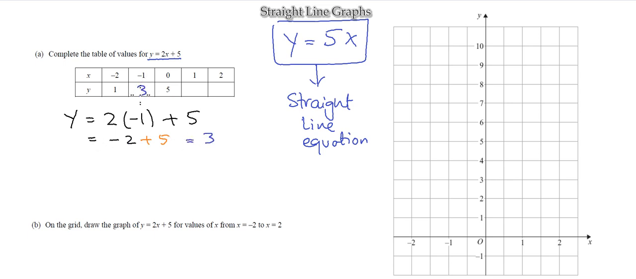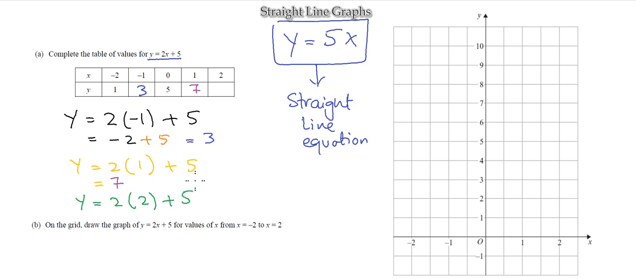That's a positive 3. And likewise I have 1, so y equals 2 times 1 plus 5. So 2 times 1 is 2, plus 5 will give us 7. So when x is 1, y is 7. And likewise the last one, when my x is 2, y equals 2, instead of x, I have my 2 plus 5.